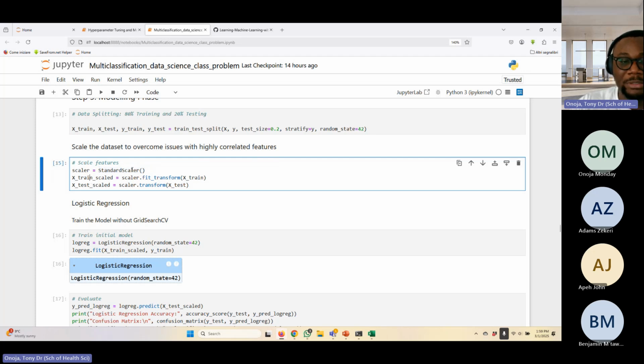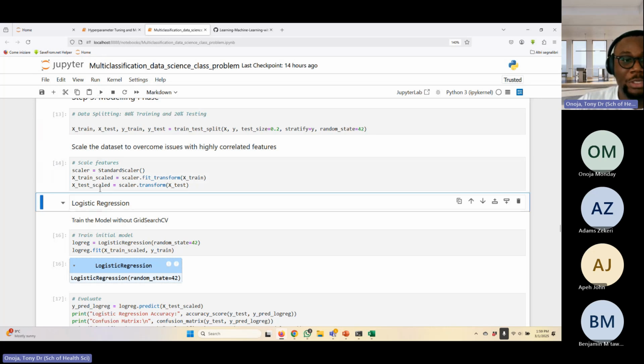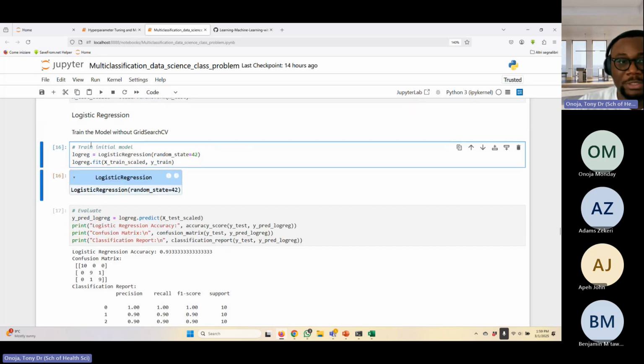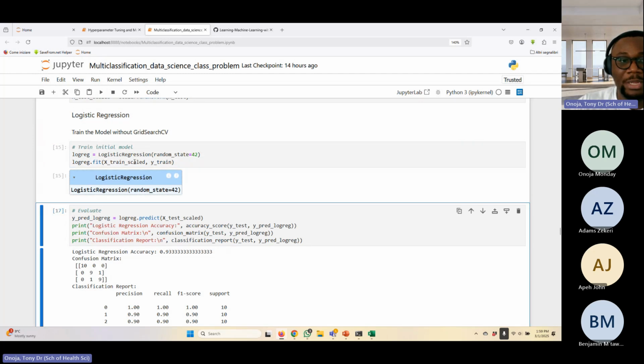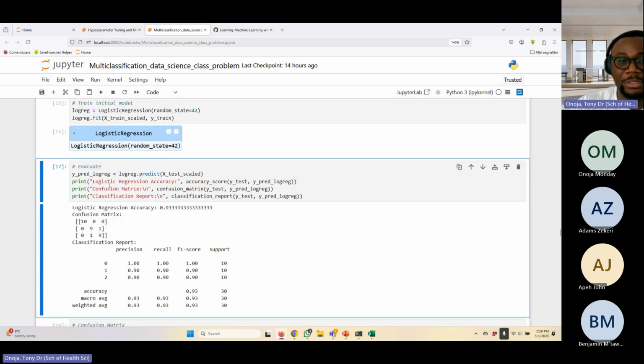So the scaler here helps us to transform. Normally you fit_transform for the training, but you transform alone for the testing. So take note of that. So we did run that. Then the next thing is to run the logistic regression. Remember, without the grid search. So we just fit it straight without the grid search.